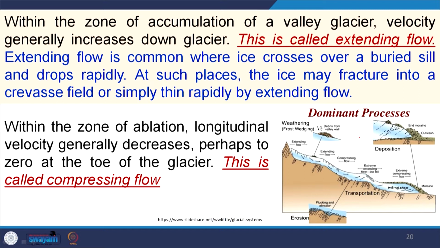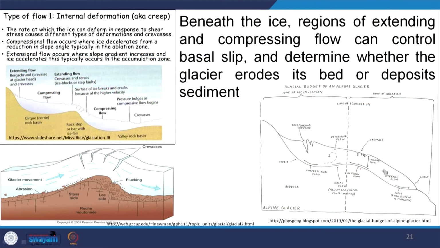So that means there are two types of flow. One is extending flow. Here we are getting some extending flows, and in some areas just back of this extending flow, we are getting some compressional flow. Why does compressional flow occur? Within the zone of ablation, longitudinal velocity generally decreases, perhaps to zero at the toe of this glacier. This is called compressional flow. Here we are getting some compressional flow. Similarly, if we have some patches like this, here compression occurs because this becomes a speed breaker, so that the ice mass accumulates here and it thickens here. So here this is the compressional flow and here extensional flow. So that means within the ice mass there is differential movement.